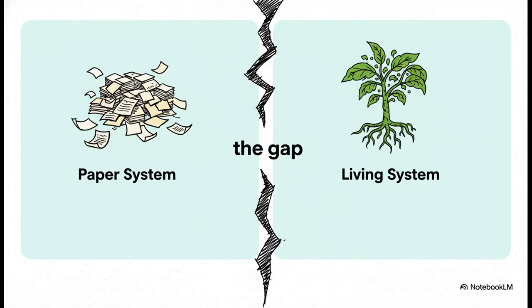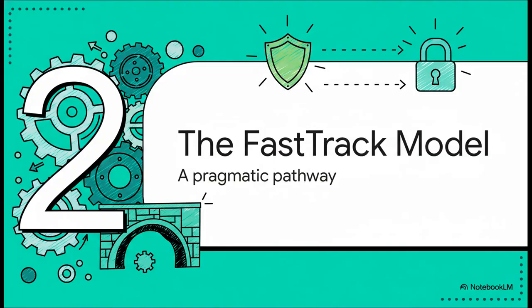This slide just lays it out perfectly, doesn't it? On the left, you've got the paper system. It looks good, sure, but it's often fragmented, with all these isolated components that are actually hiding some deep-seated issues. But on the right, that's the goal, a living system, one that's truly resilient and actually performs when things get tough. That space between them, that's where all the vulnerability lives. So the big question is, how do we bridge that gap?